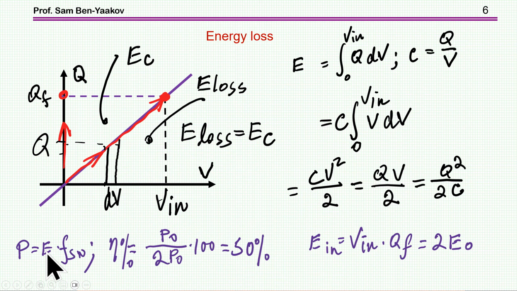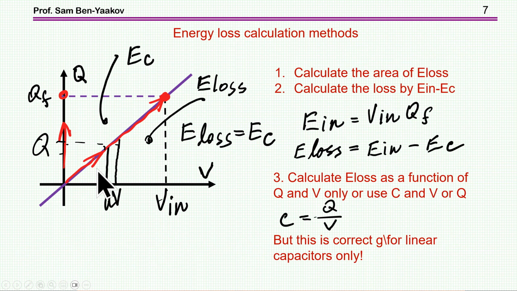I'll usually talk about the energy, and then if you need the power loss, you have to multiply it by the switching frequency. I'm talking about a one-shot process, but if it is a repetitive process, then you have to multiply it by the frequency. So how can we do the calculation in general cases? There are two ways to do it. First of all, I can calculate this area in the various situations. And then I can calculate the full area and subtract from it the energy of the capacitor to get the losses.